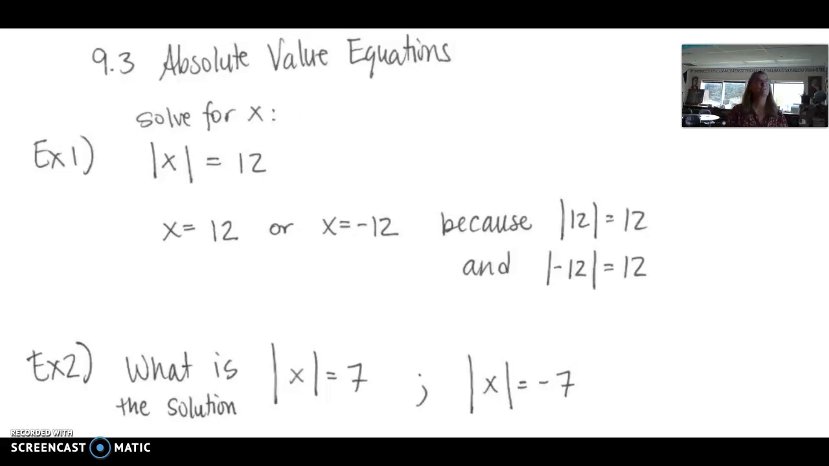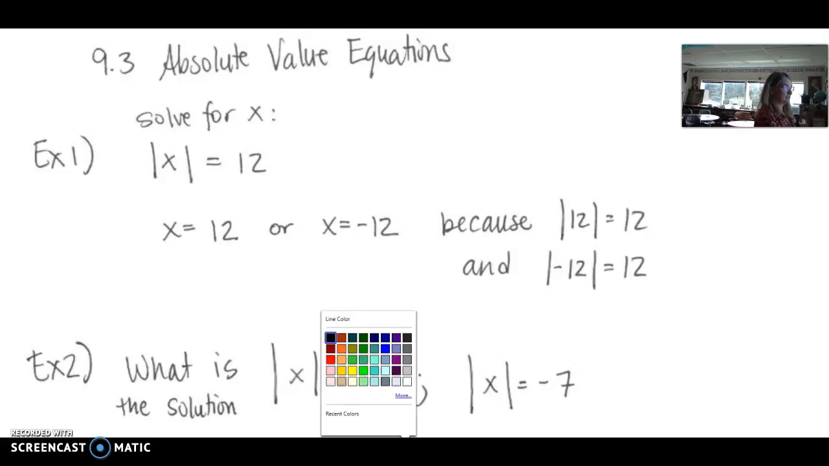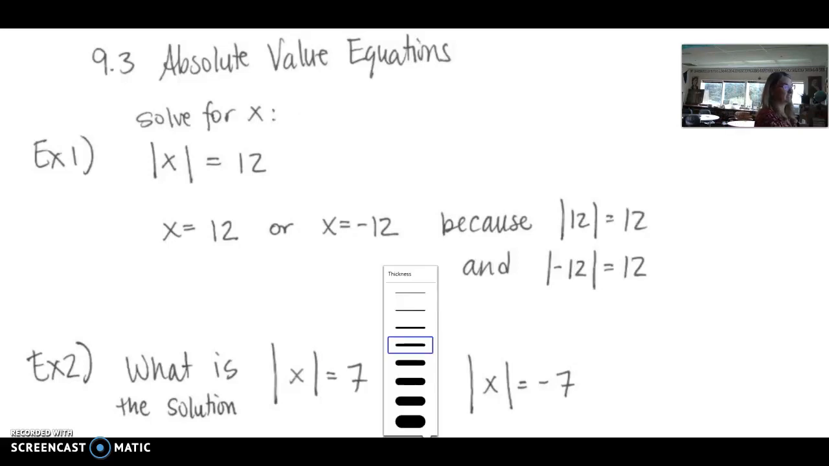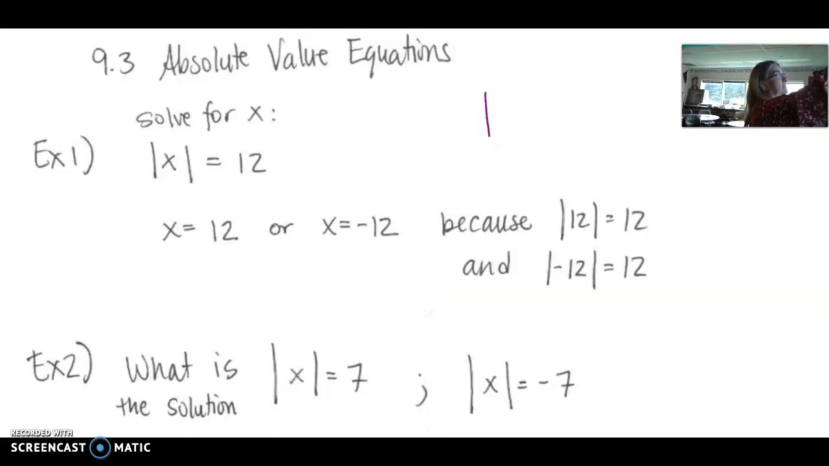Hello. All right, we are going to learn how to solve absolute value equations in this video. First of all, you need to recall what absolute value means. If the absolute value of x equals some number such as 2, we're looking for all of the numbers that are 2 units away from 0 on the number line.